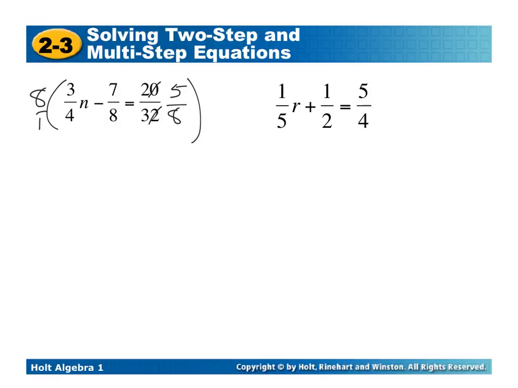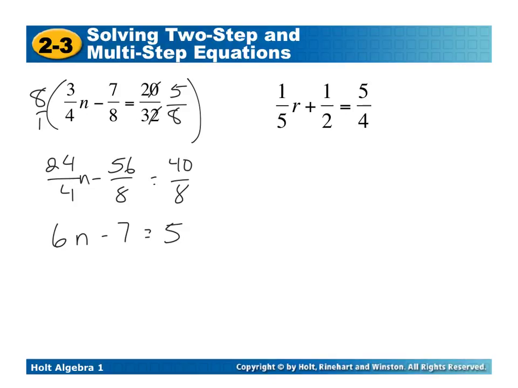So 8 times 3 is going to be 24 over 4 minus, well here the 8s would cancel out, but if you wanted to think about it, you would have 56 over 8, and then you'd also have 40 over 8, and we have the n here. Now by doing this, 24 divided by 4 is going to give me 6n. 56 divided by 8 is going to give me 7. 40 divided by 8 is going to give me 5.